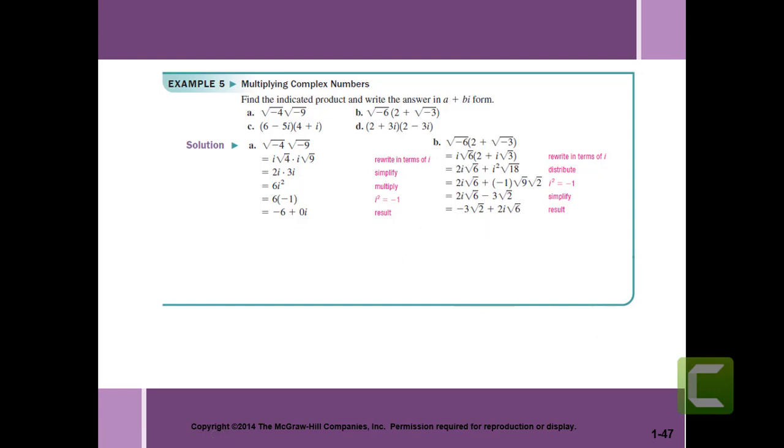Oops, sorry. And then, of course, with c, we're going to do the FOIL method. So we've got i and i, so we got this here. So we're going to use the FOIL method here. So the first thing we're going to do is 6 times 4 is 24. And then we're going to do 6 times i, which is 6i. And then we're going to do minus 5i times 4, which is going to be a minus 20i.